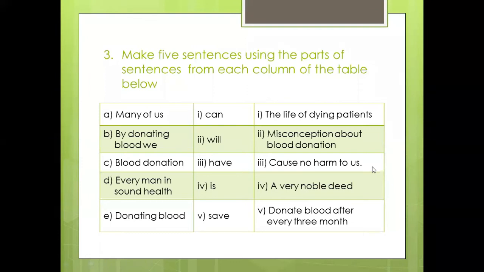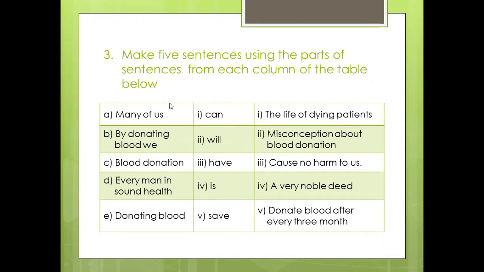Normally, we have substitution table in number 3, a few questions. The question is like, make 5 sentences using the first of sentences from each column of the table below. So at first, let's have a look of our table. The life of dying patient, misconception about blood donation. Many of us by donating blood. So this passage, this table is about blood donation. So let's try to solve it.